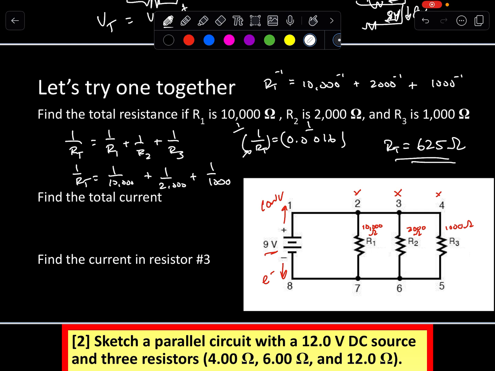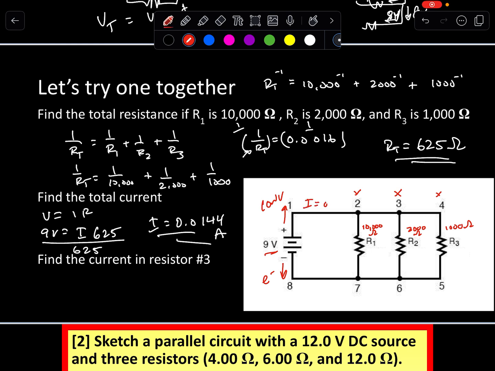Okay, to find total current, again, this is just V equals IR. We're just using Ohm's law. So if we've got 9 volts, that's our voltage, and the current we don't know. We've got our 625 here, so 9 divided by 625. My I equals 0.0144 amps. So basically what that means is that it gets to here, the I equals 0.0144 amps. Now, my voltage is still going to be 9 volts through there.